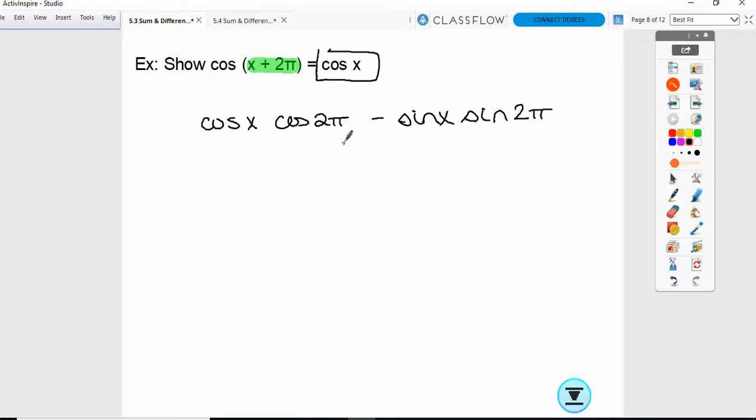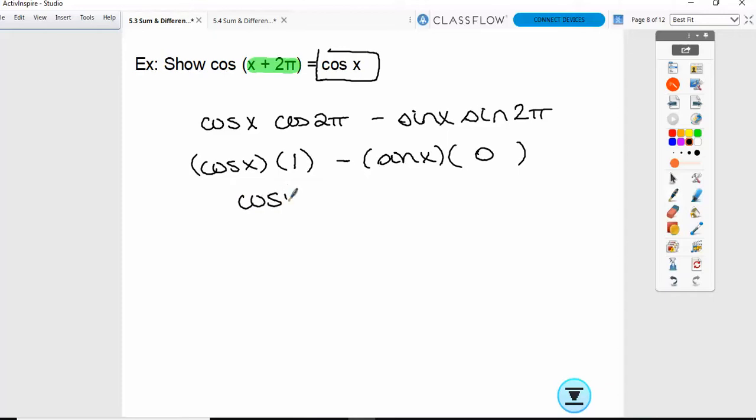2 pi is the same as 0. So what is the cosine of 0? So 1. Minus sine of x times the sine of 2 pi, which is the same as the sine of 0, which is 0. So we get cosine x minus 0, or cosine x.